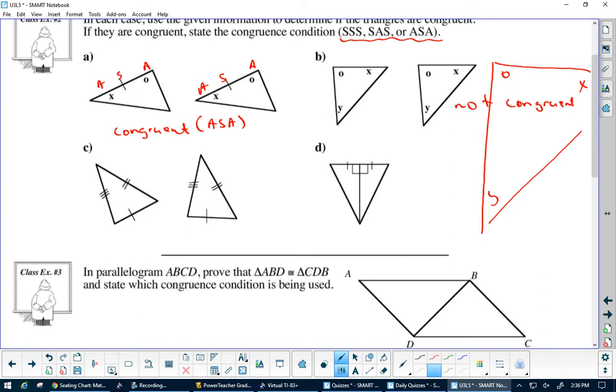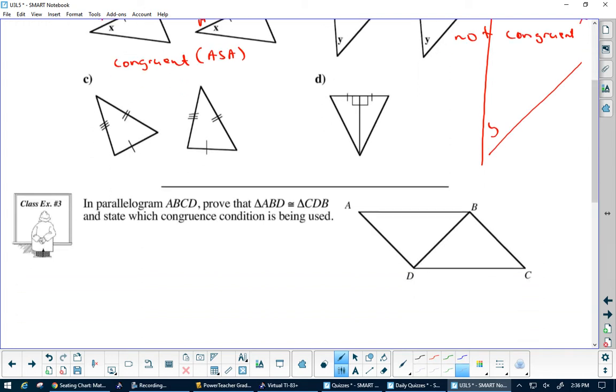Okay, how about C, yes or no? So it's congruent, why? So, side, side, side. Okay, now how about these two triangles? Would these be, so this triangle here, the blue one, and the red one, would they be identical triangles? Why?